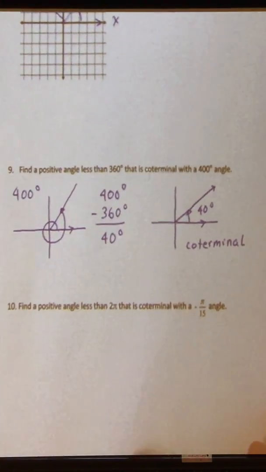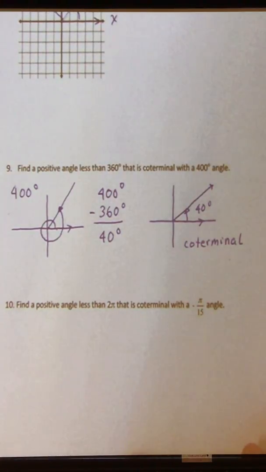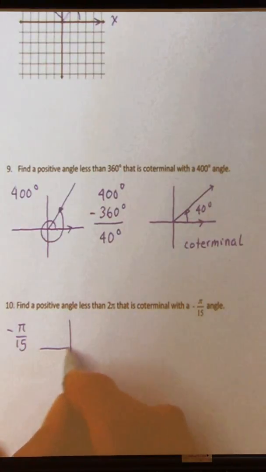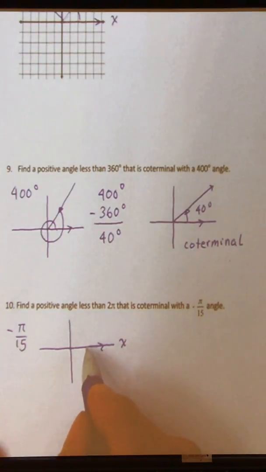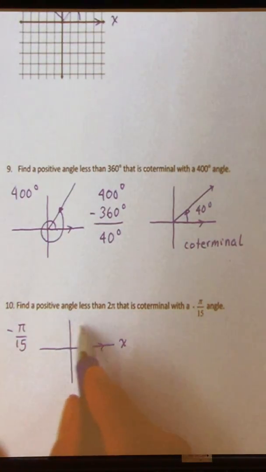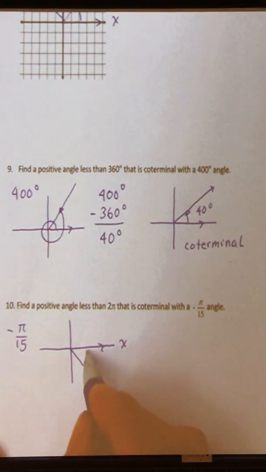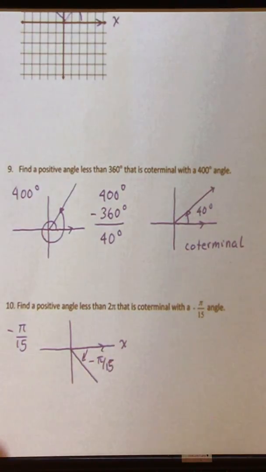Problem 10. Find a positive angle less than 2 pi, so within one rotation, that shares the same ending point, is coterminal with a negative pi over 15 angle. First, let's draw the negative pi over 15 angle. Starting on the positive x-axis here, the rotation will be in the clockwise direction. Negative angles are measured this way. A very small amount, this way, negative pi over 15. So there's our given angle.